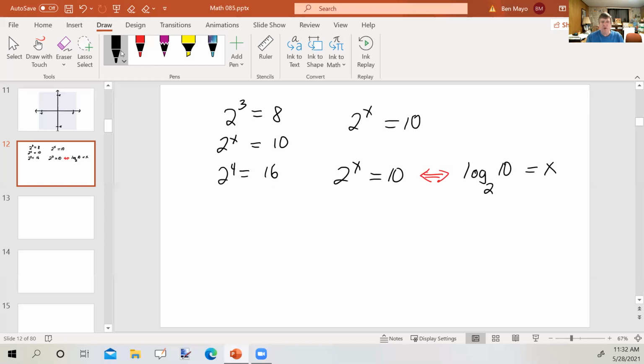Okay, those are equivalent statements. The equation on the left is an exponential equation. The equation on the right is called a logarithmic equation. Now, on the left, we have a base of 2 raised to the power x equals 10. On the right, the way we describe that is we would say log base 2 of 10 equals x. What I want to point out is, in both cases, the 2 is referred to as the base.